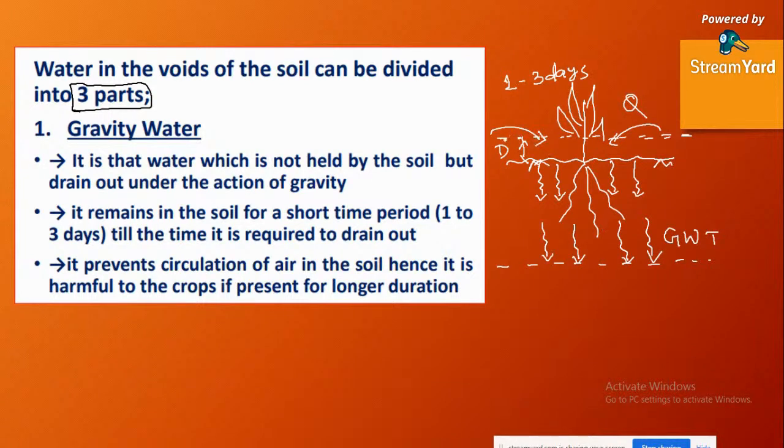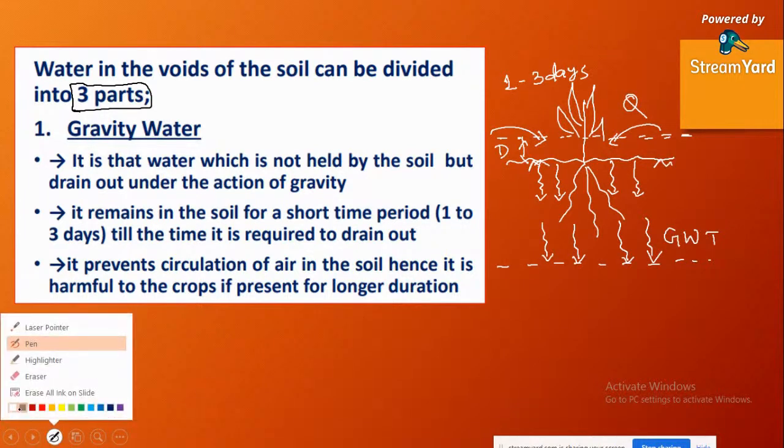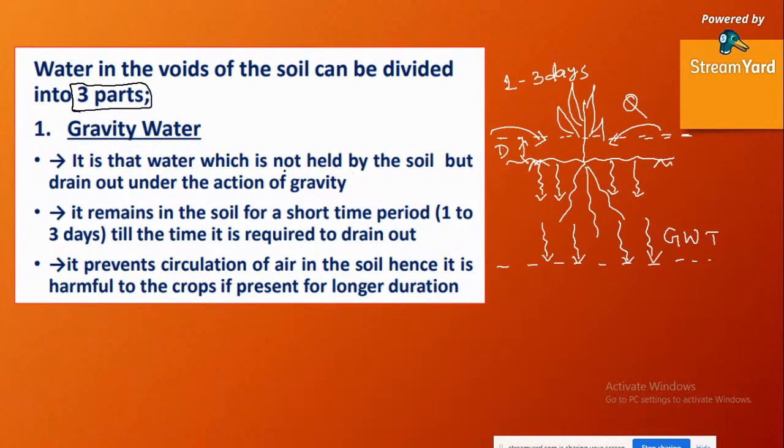So if this water is detained for a longer period of time, then what will happen? It prevents the air circulation process for the plant growth. Then it will be harmful for the growth of the plant. So this gravitational water should be drained as quickly as possible. It should not be detained for a longer period of time. That is why it is written first. It is that water which is not held by the soil, but is drained out under the action of gravity.